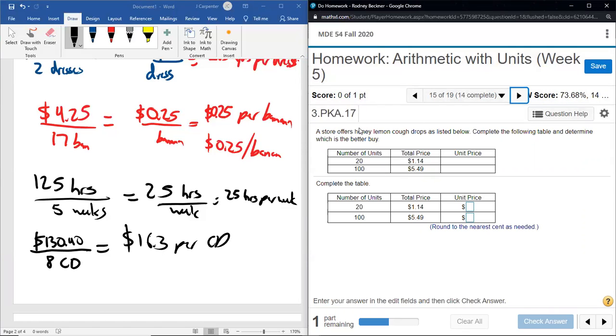All right, the store offers honey lemon cough drops as listed below. I think the homework heard me. That's kind of funny.